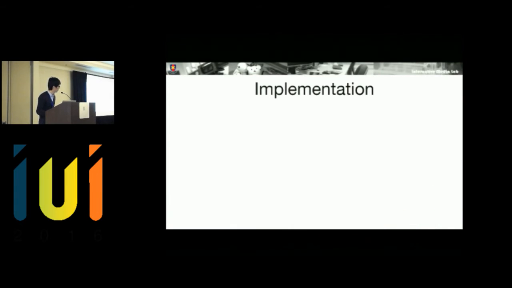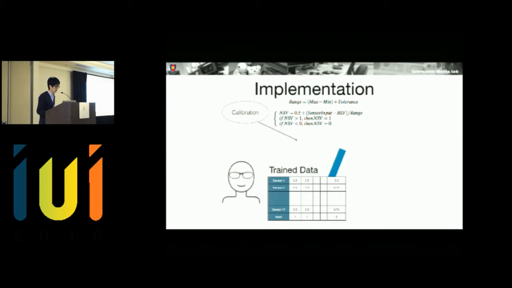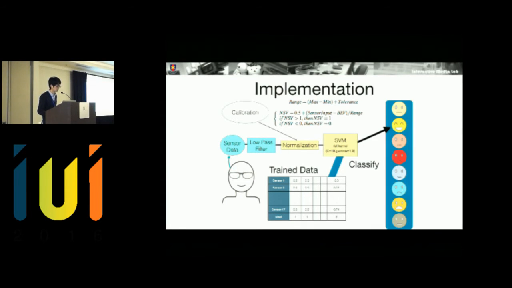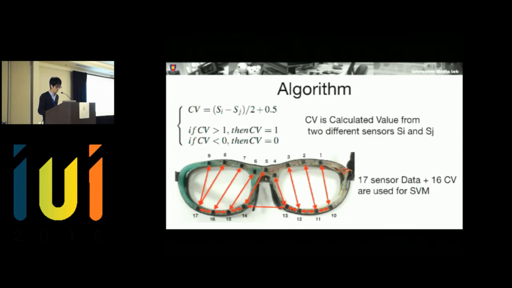Now I show the flow of data processing. First, the user needs to calibrate and record the training data. Then from the device, each sensor input is smoothed by applying a low-pass filter, a moving average, and then normalized from 0 to 1. It is then applied to a support vector machine to classify the 8 facial expressions. In this case, the user is smiling, so it is recognized as happy.